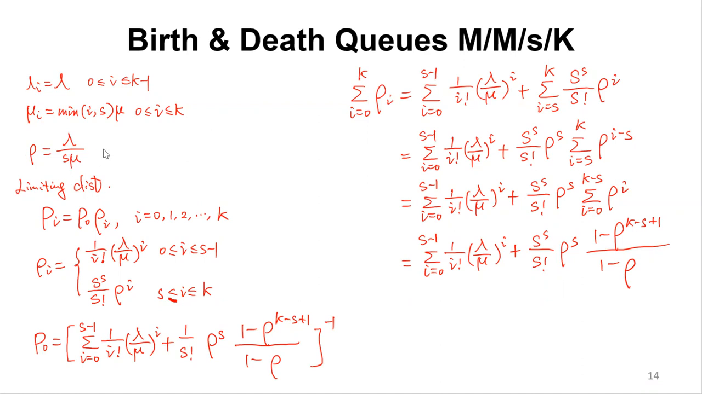Obviously, lambda over S mu needs to be less than 1 for the system to be stable. And similar to before, we can get π_i equals P0 rho_i, and rho_i is defined in this way. Now you see here, the difference is this is capped at K.